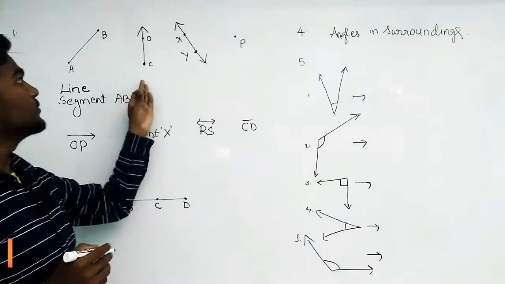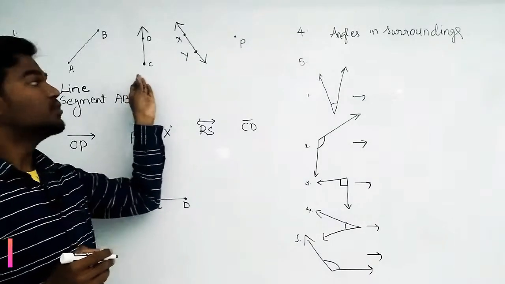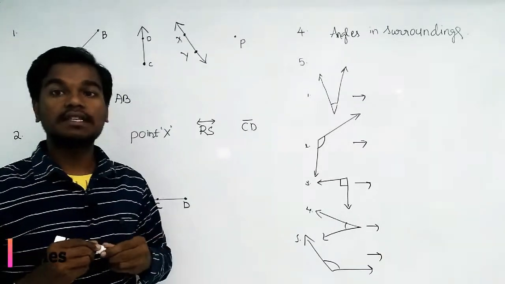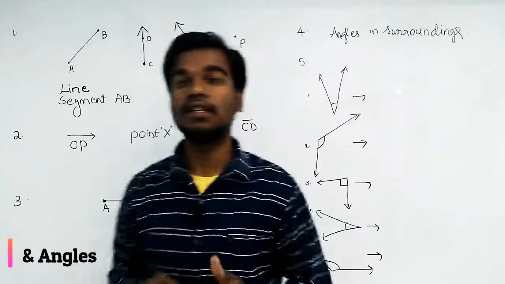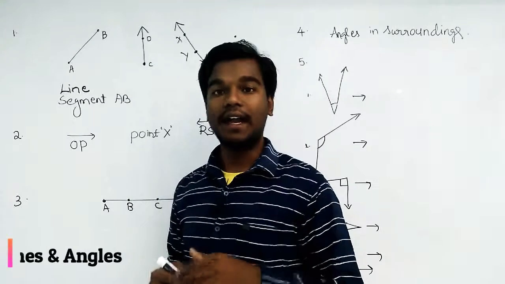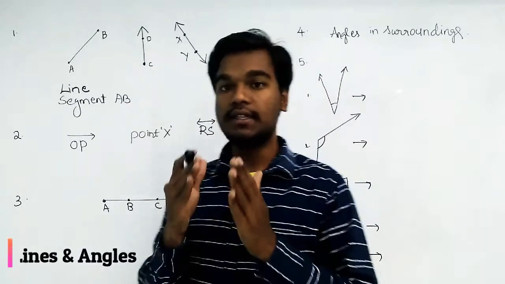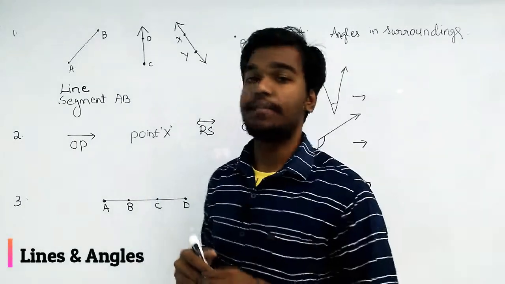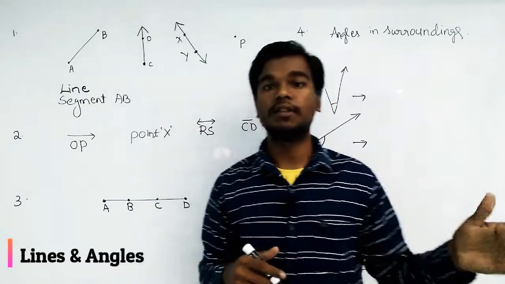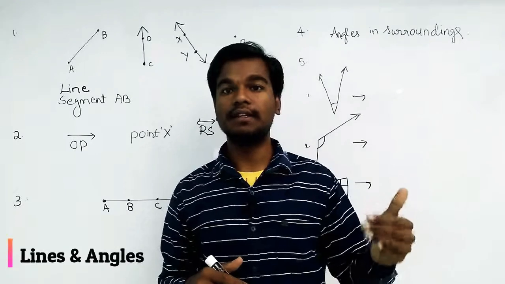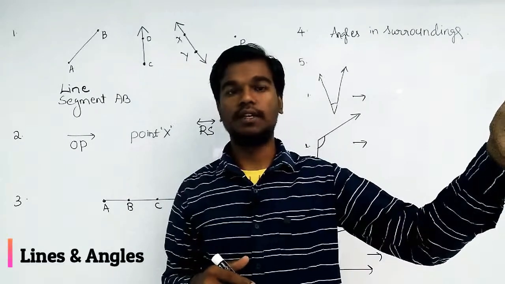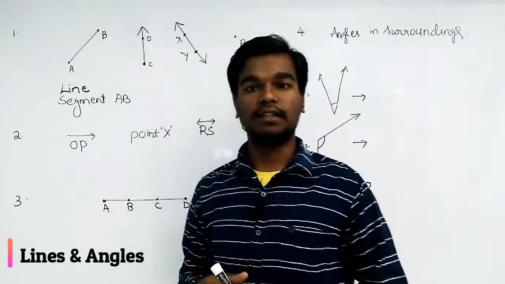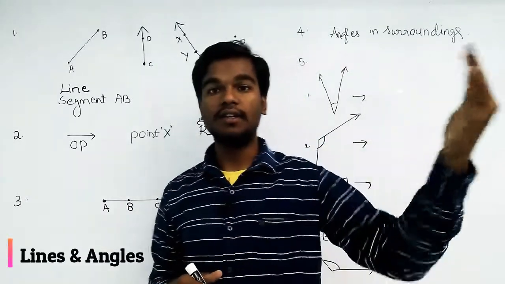And next one, it starts at one point and goes somewhere. So this type of line is called a ray. A ray always starts at one point and goes somewhere. The best example is sun rays. The sun is a source of rays. So it starts at the sun's position and moves to the earth, traveling to the earth's surface.